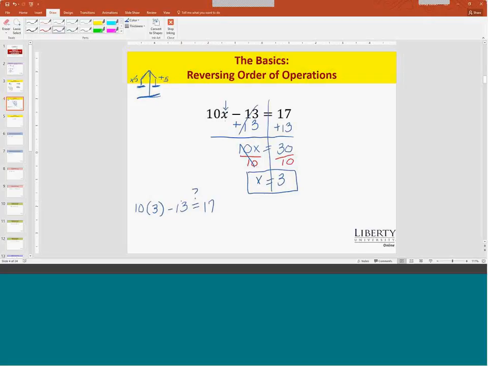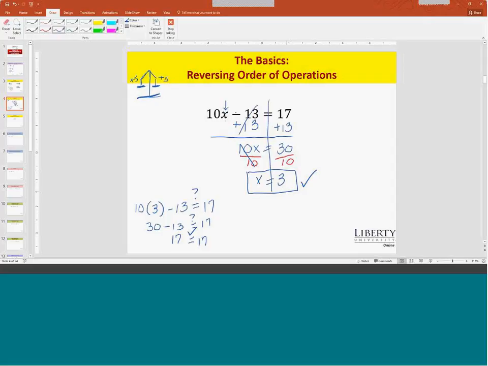I'm going to use order of operations. So I'm going to multiply 10 times 3, which gives me 30. Then I subtract 13 from 30. It does give me 17. So I balanced the equation, so I know I've found the correct value for x.